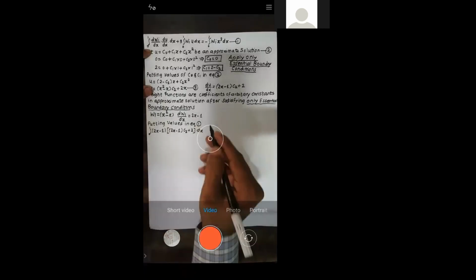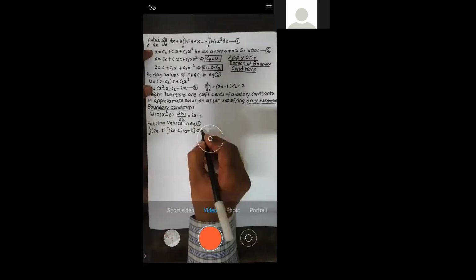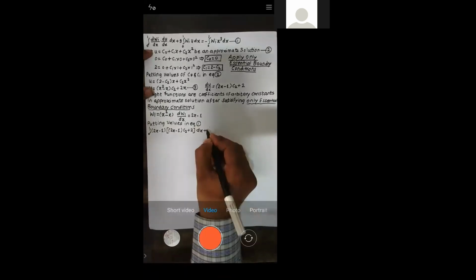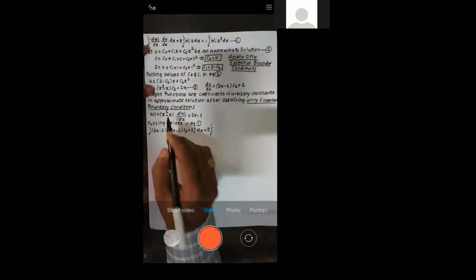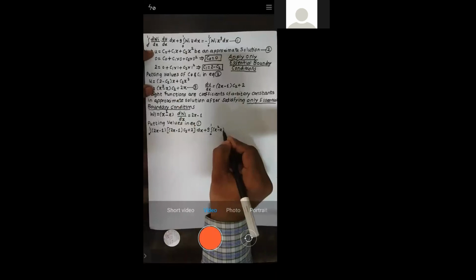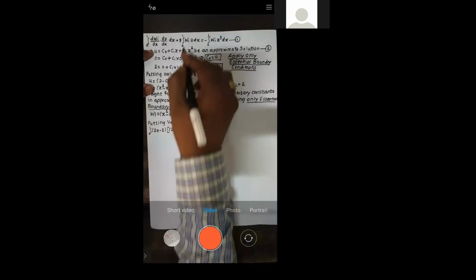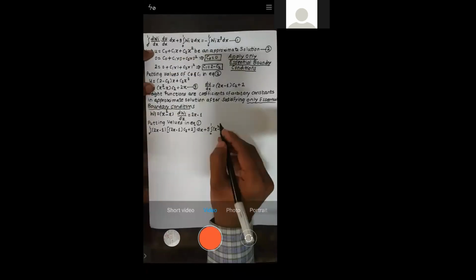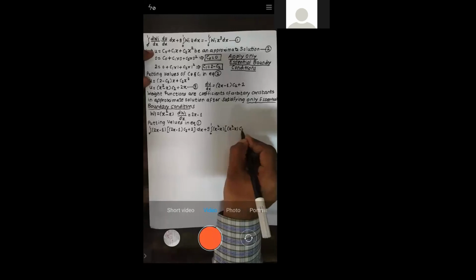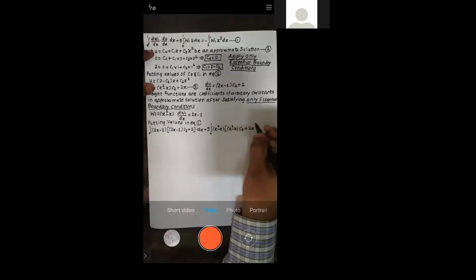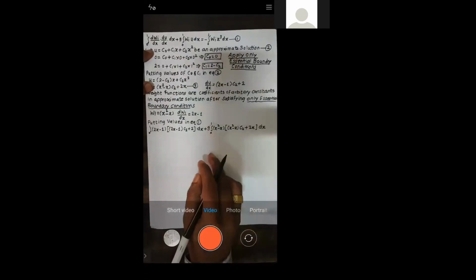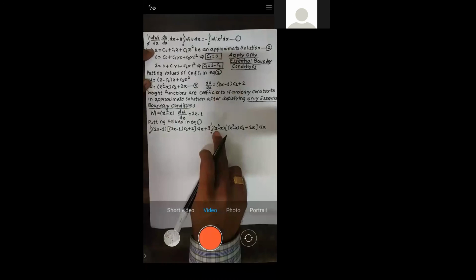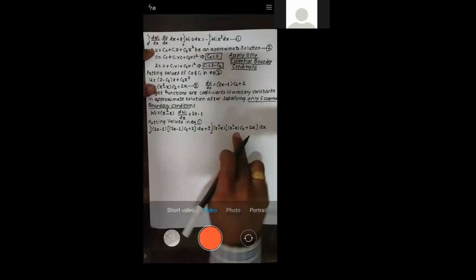Plus integral 0 to 1. Weight function, what is weight function? It is x square minus x, right? Into u. What is u? This one. That is x square minus x into c2 plus 2x plus 2x. Is it okay? Into dx. Yes or no? See, weight function into u into dx. Is it okay with this one?